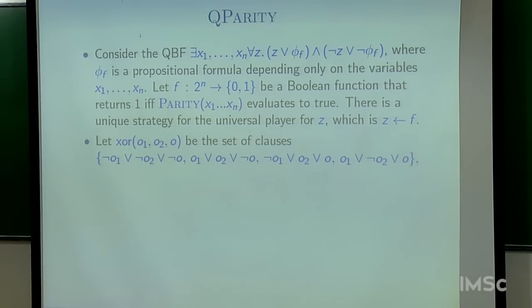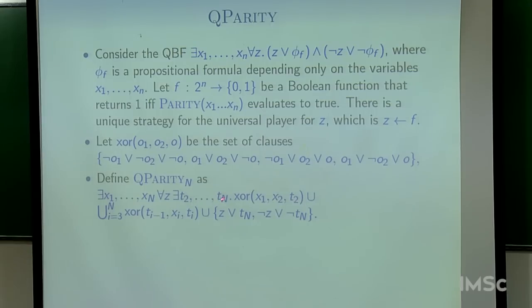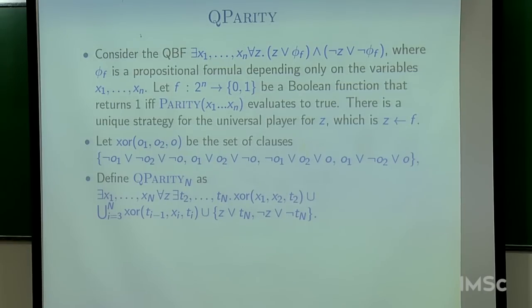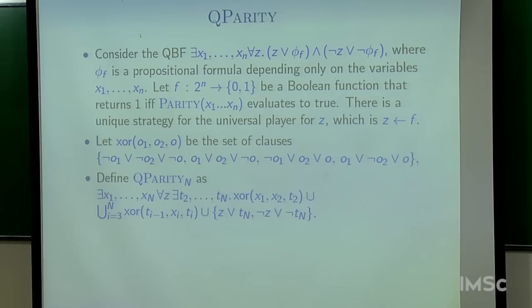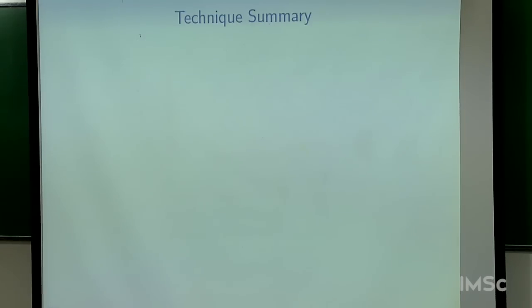We try to encode parity into CNF and QBF, and we do so using auxiliary variables, which represent the nodes in some circuit that gives us parity here. The point is there is a unique winning strategy, and that is that Z is parity. And from this we can deduce that Q parity requires exponential size Q resolution refutations.